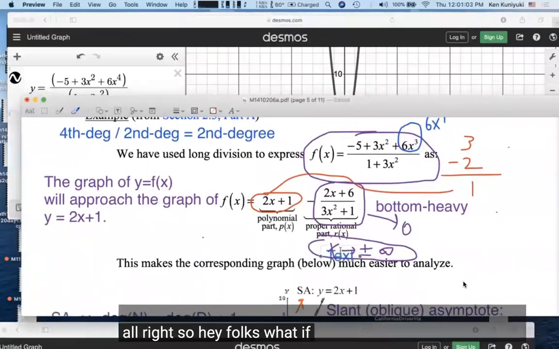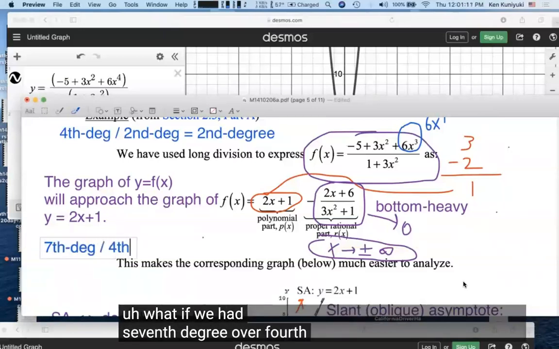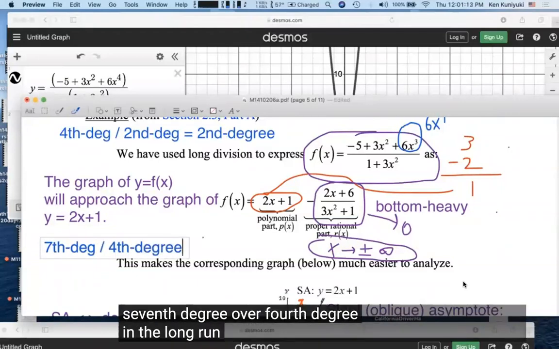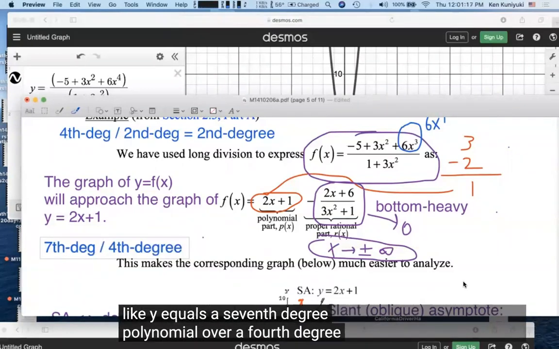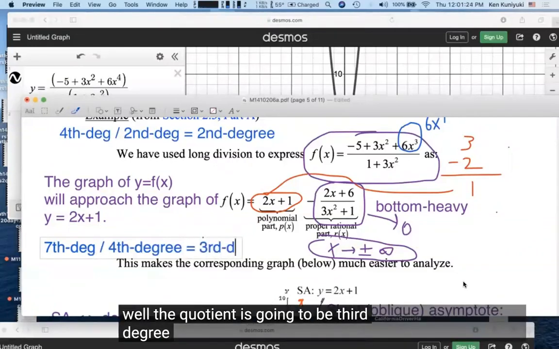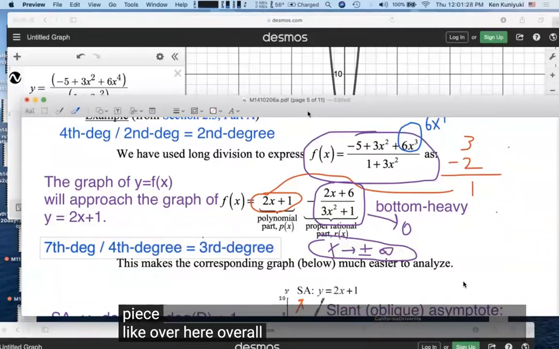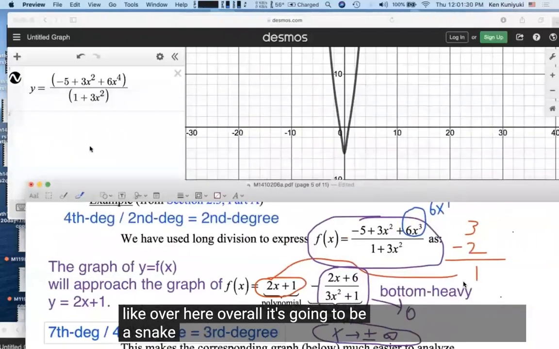So hey, folks, what if we had 7th degree over 4th degree? In the long run, what would this look like? Y equals a 7th degree polynomial over a 4th degree polynomial. Overall, what would that graph look like? Well, the quotient is going to be 3rd degree. And you might get a fraction piece, like over here. Overall, it's going to be a snake.